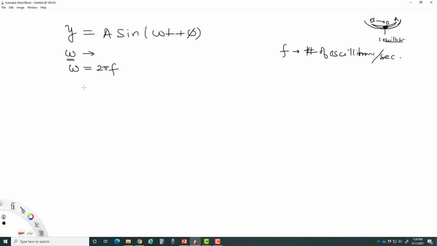And we also know the time it takes to make one complete oscillation is the time period. So T is the time for one oscillation. The relationship between time period and frequency is f equals 1 over T.